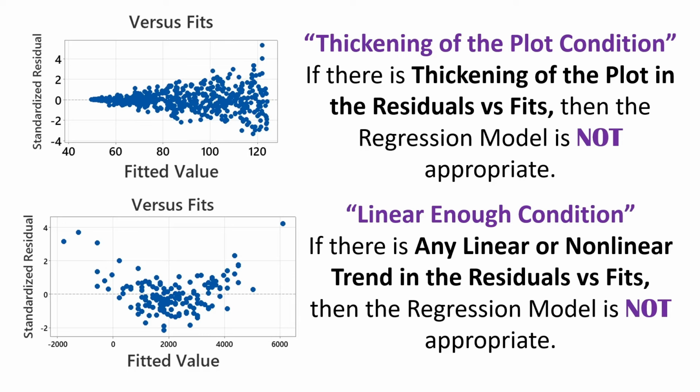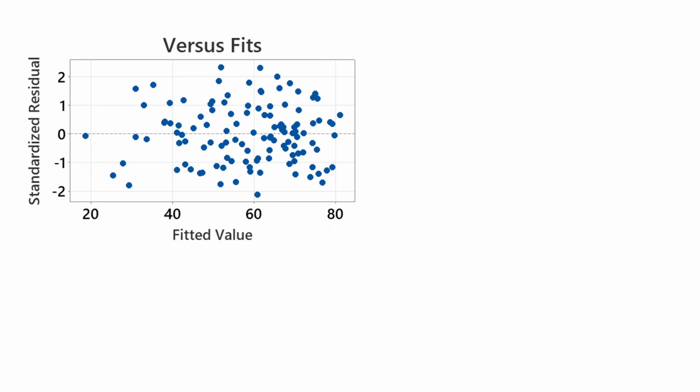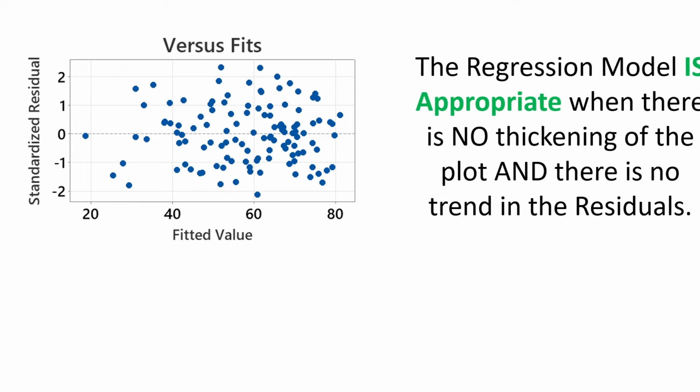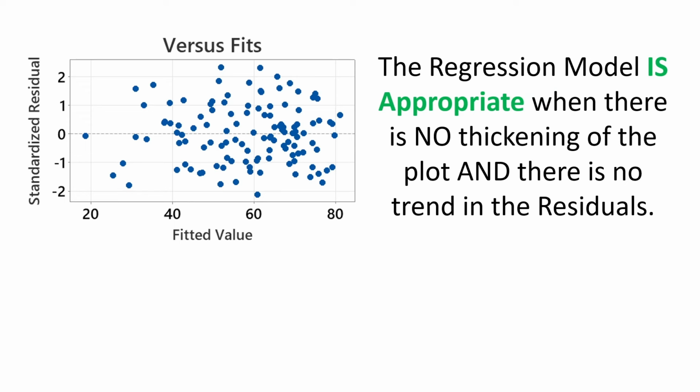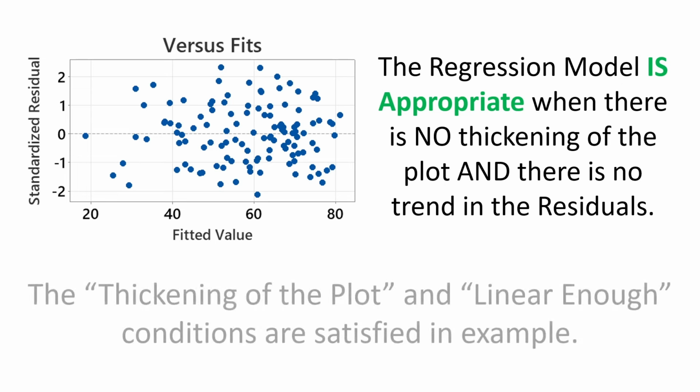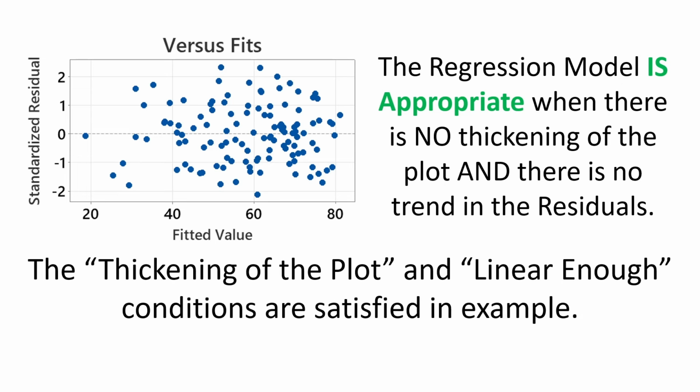So what would the residuals look like if the model was appropriate? Well, here's yet another example. Again, this is a different set of data. What can we see here? The spread in the vertical direction is roughly the same as we move from left to right, and there's no evidence of any kind of trend in the residuals. So here the regression model is appropriate because there's no thickening of the plot and there is no trend in the residuals. And so in other words, the thickening of the plot and the linear enough conditions are satisfied in this example.